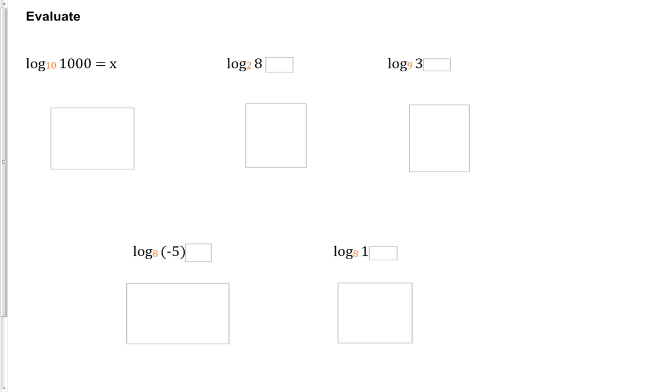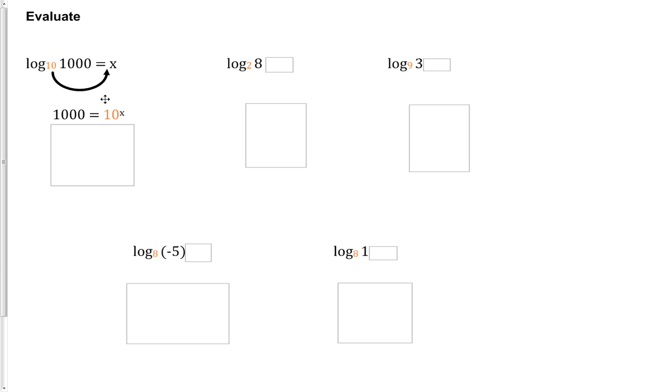So if I put x on the other side, and use the same process we did earlier, you're going to take this base 10 of our logarithm and make it the base of your exponent. So that means that you're going to have 1,000 on the left side equal to 10 to the x power. Took our base, moved it there.